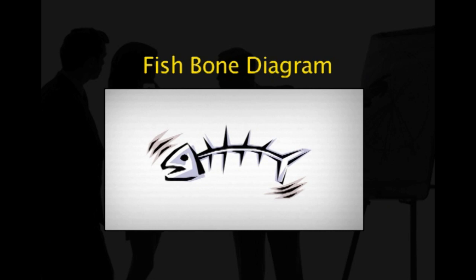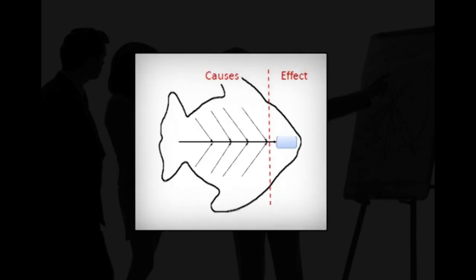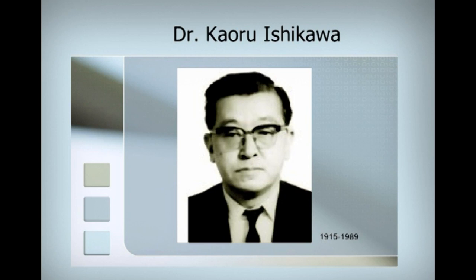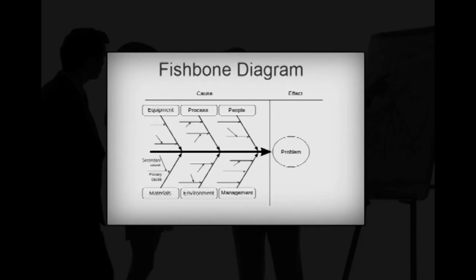The next technique is the fishbone diagram. The fishbone diagram is also known as the cause and effect diagram, the root cause analysis or the Ishikawa diagram, named after its originator Kaoru Ishikawa, the Japanese quality pioneer. It is generally called the fishbone diagram because the diagram resembles a fishbone. In simple terms, fishbone is brainstorming in a structured format.